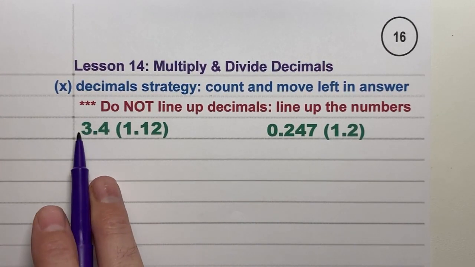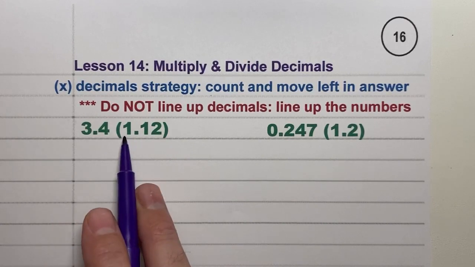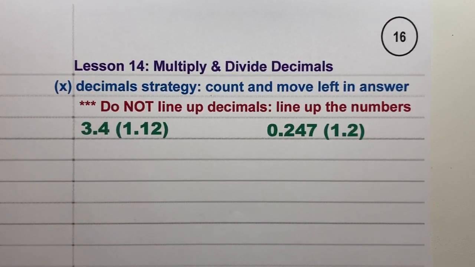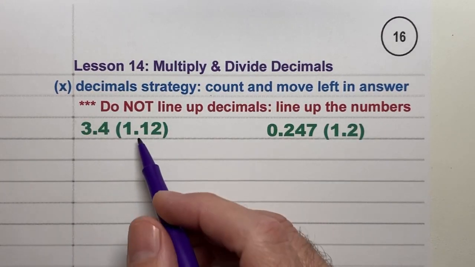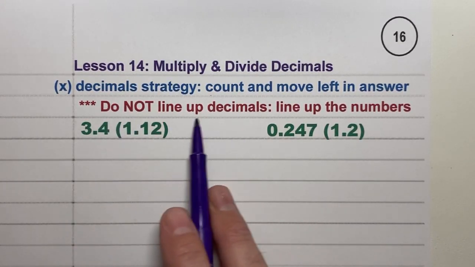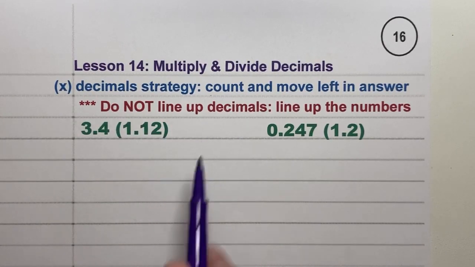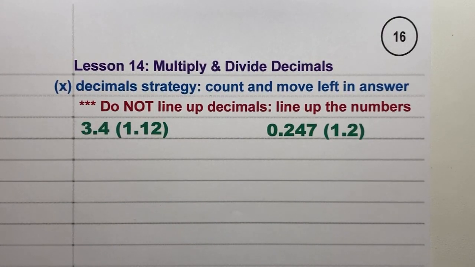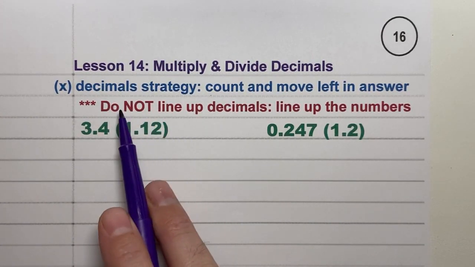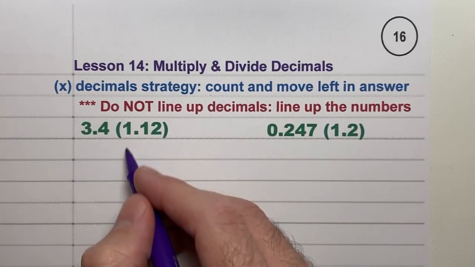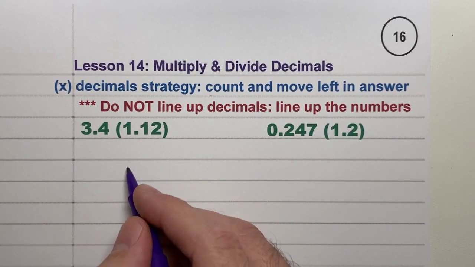So if we look at 3 and 4/10 multiplied by 1 and 12 hundredths, we're not going to line up the decimals. We do not line up the decimals like we do with adding and subtracting. Multiplying and dividing is different here. For multiplying, we're just going to line up the numbers, taking the largest number and putting that on top.